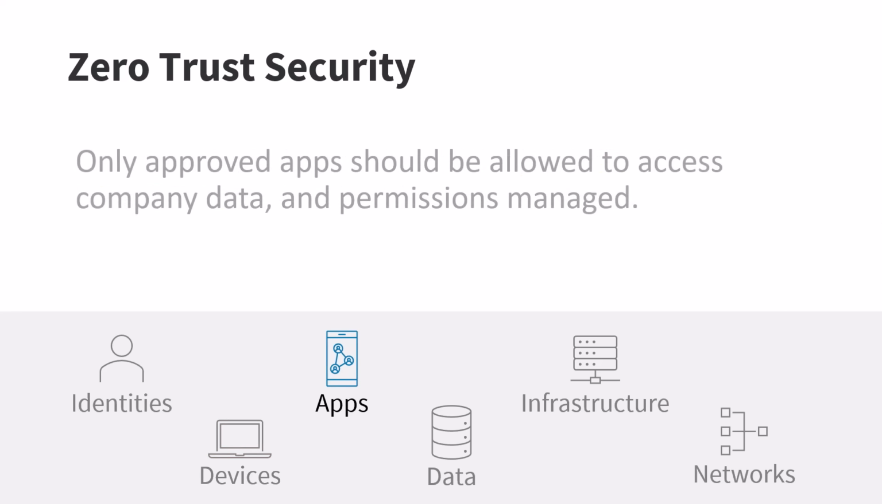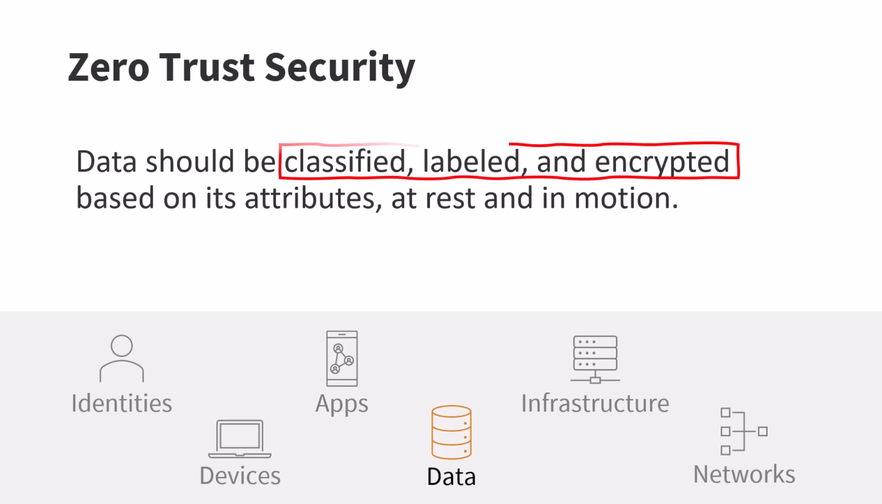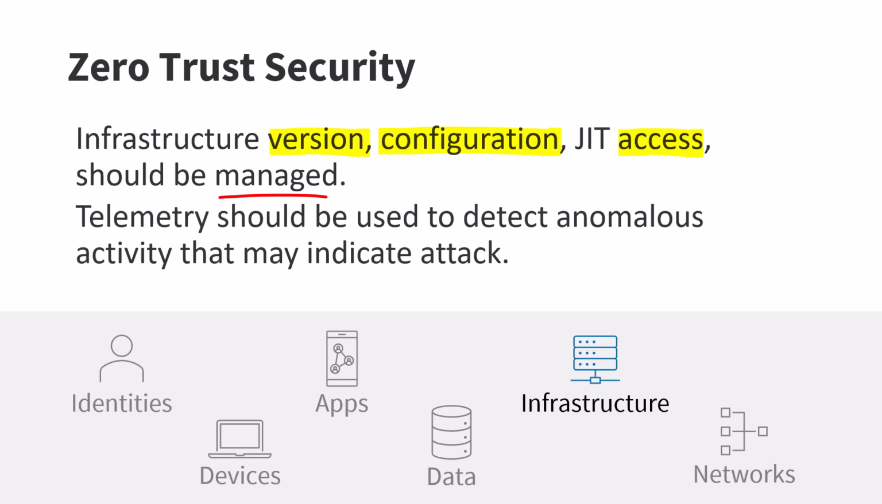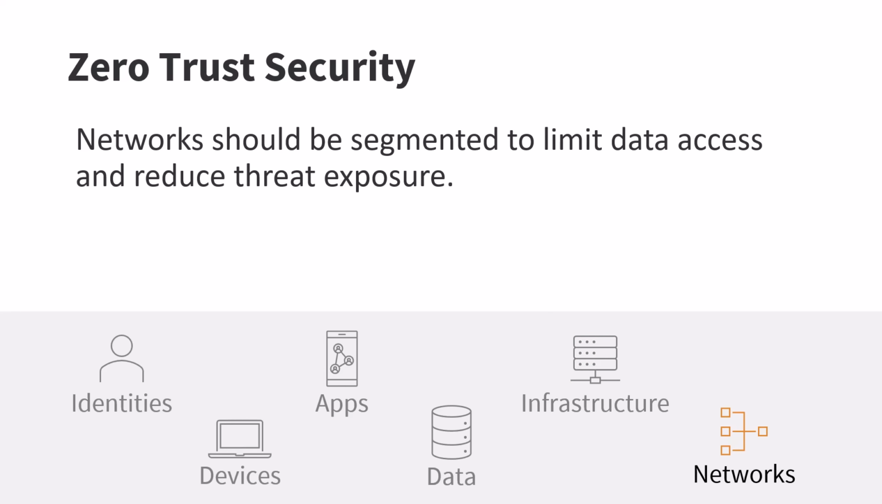Only approved apps should be allowed to access company data, and application permissions should be managed. Our company data should be classified, labeled, and encrypted based on its attributes, both at rest and in motion. And our infrastructure version, configuration, and access should be managed. Telemetry should be used to detect anomalous activity, unusual activity that may be indicative of attack. And networks should be segmented to limit data access and reduce threat exposure. Reducing the blast radius is how I phrased that earlier.